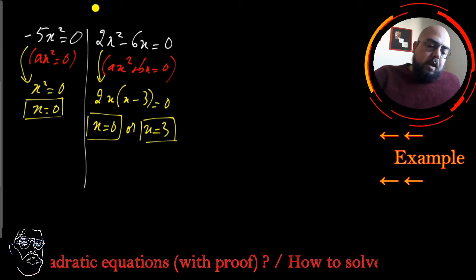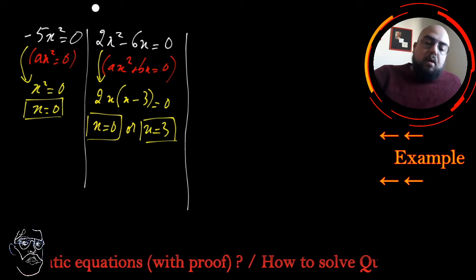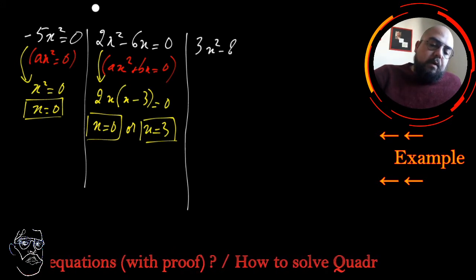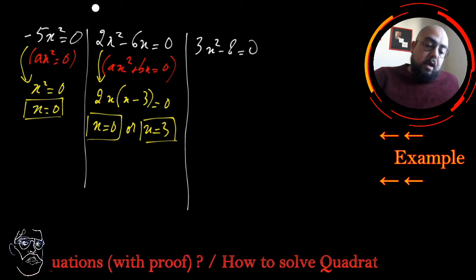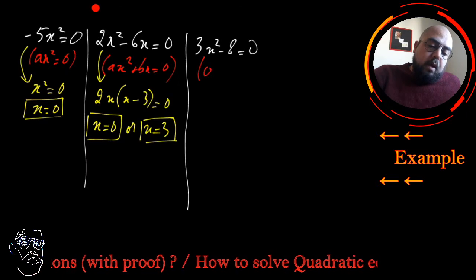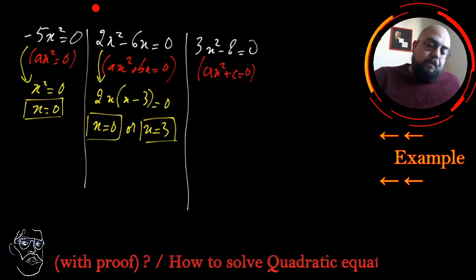What about the third case? So in the third case we have 3x squared minus 8, which is equal to 0. Of course, it's the same thing as the previous form, ax squared plus c, which is equal to 0.